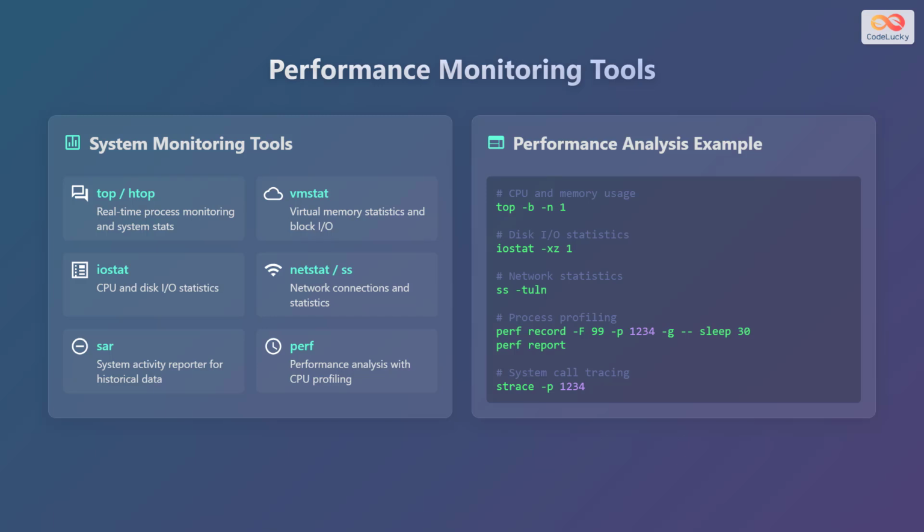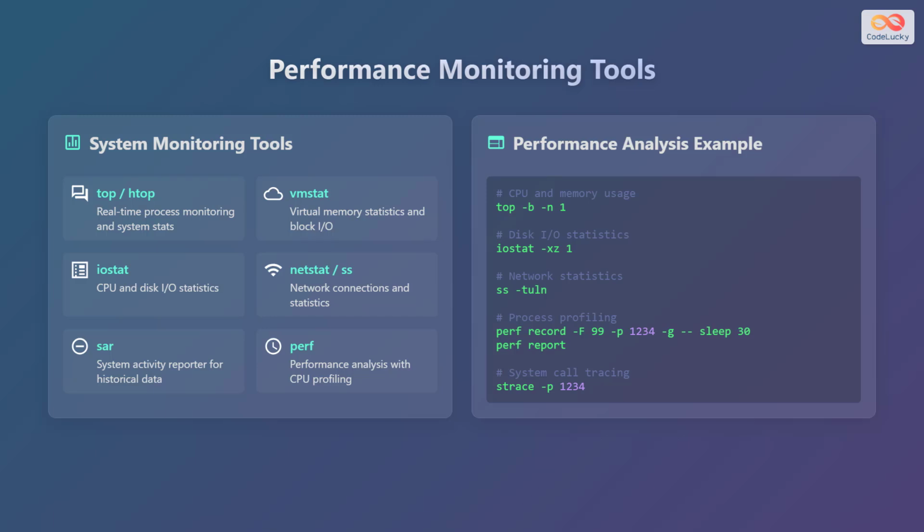IOStat provides CPU and disk input-output statistics, helping you analyze disk performance. NetStat, or SS, provides network connections and statistics, allowing you to monitor network traffic. SAR, which stands for System Activity Reporter, collects system activity data for historical analysis. Perf enables performance analysis with CPU profiling, helping you identify performance bottlenecks in your code.